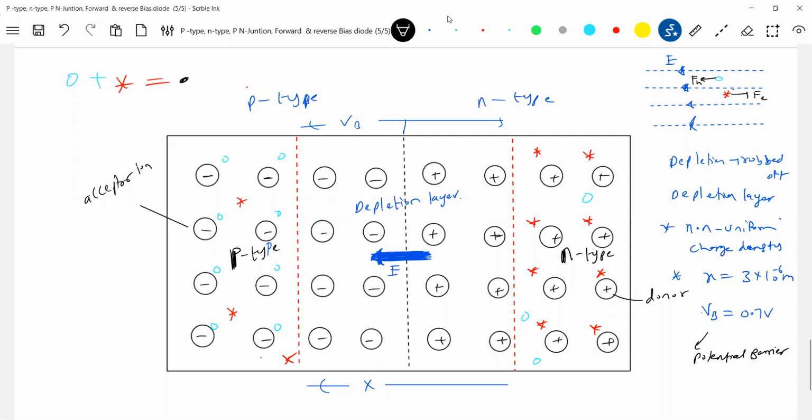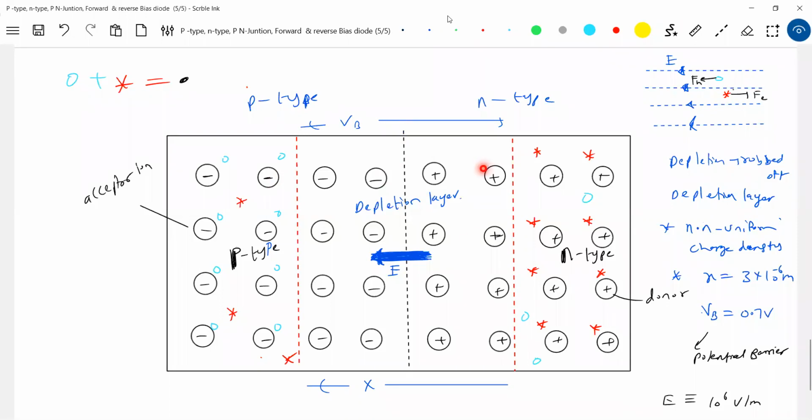When you substitute everything and check, the electric field will be of the order of 10^6 volt per meter. It's a very high electric field. The thickness will be of the order of a few micrometers, and the potential difference when I measure is 0.7 volt. So it is a barrier for what? A barrier for majority carriers. This electric field will not permit the electrons to move from N to P type, or the holes to move from P to N type.